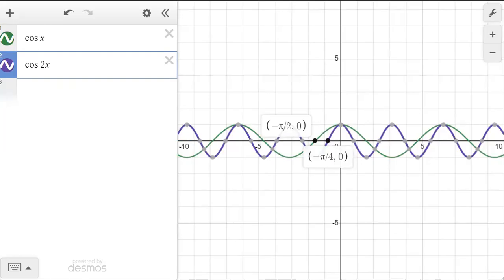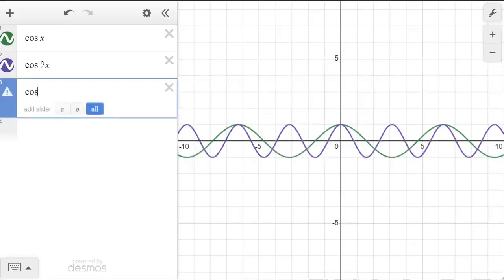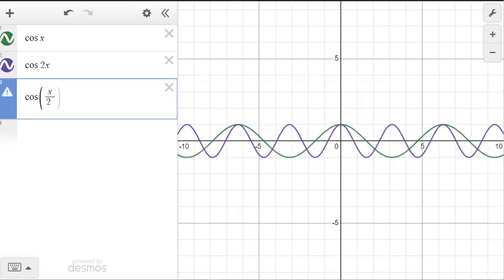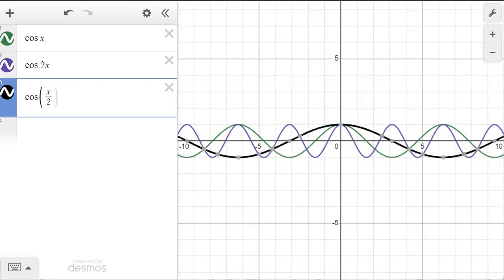Minus pi by 2. Then it is minus pi by 4. Right? You are seeing the difference? Now you see the difference again, cos of x by 2. See the difference? See the difference? It is getting stretched or expanded along the x-axis by 2 units.